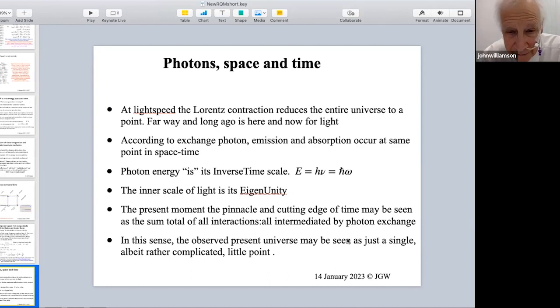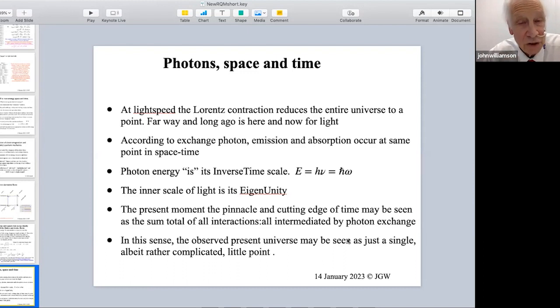Now, the present moment, the pinnacle and cutting edge of time to you, may be seen as the sum total of all possible interactions that you have, all intermediated by photon exchange. Even what you're hearing is intermediated by photon exchange at your eardrum, by things bouncing into it and exchanging electric fields. But certainly what you're seeing is intermediated by photon exchange, quite literally. So in this sense, the observed present universe may be seen as just a single, albeit rather complicated, little point, where everything is just happening here and now and right here in your head.